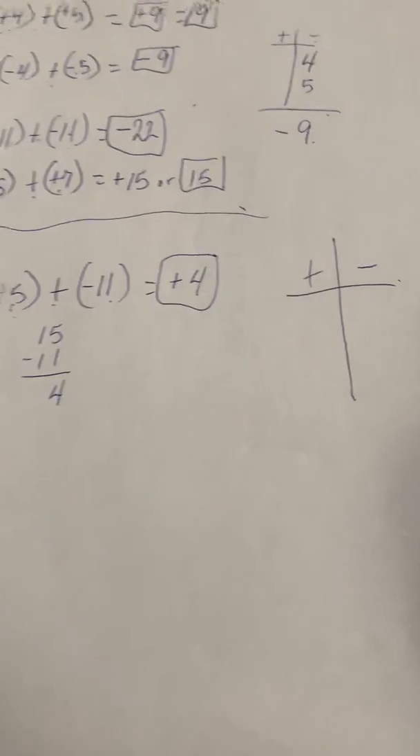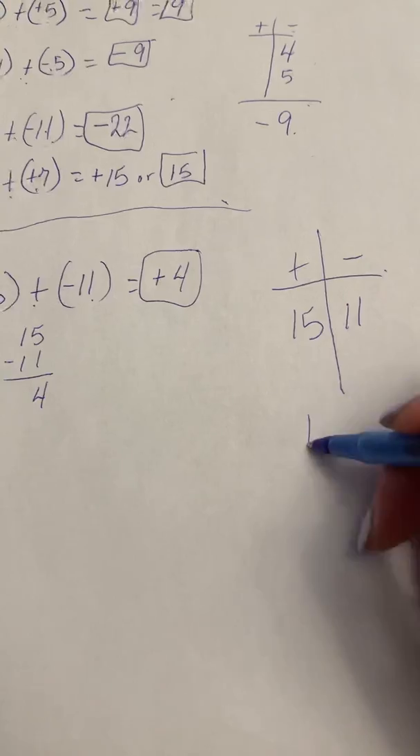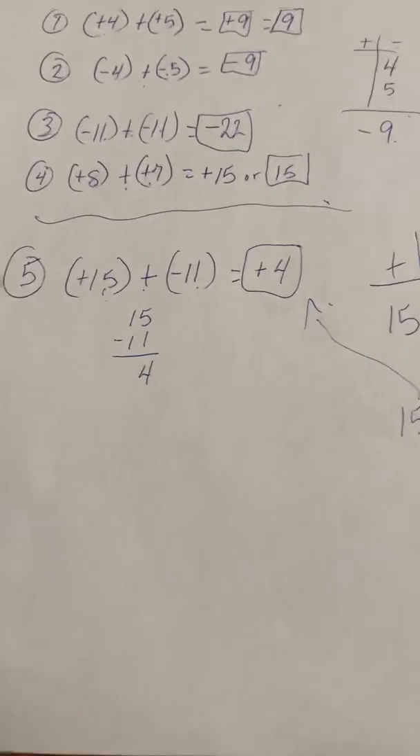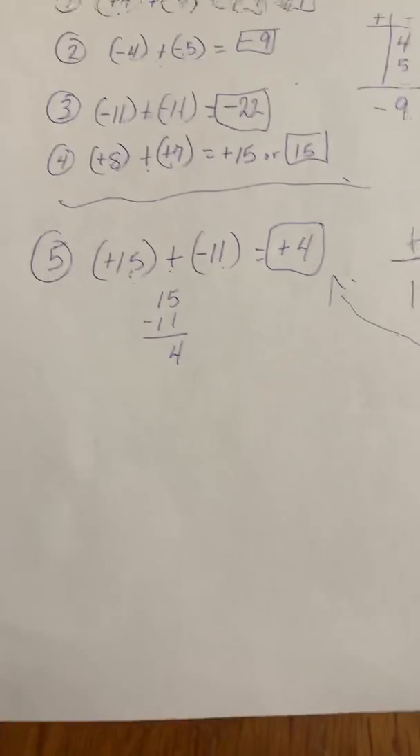I just want to show you on the T-chart how that works. Positives on this side, negatives on the other. We had a 15 on the positive side and 11 on the other. So 15 minus 11, which is 4. That makes sense. That's just another way to visually see it. Some teachers teach this on the number line too, so I might do that at some point.